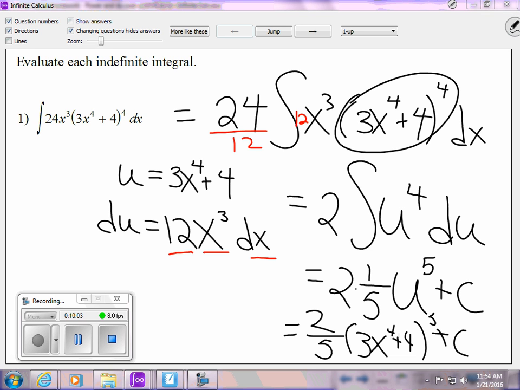So you pull any constant out, you assign u, get du, make sure you have all the factors of du in there, convert it over, take the antiderivative, and convert it back.